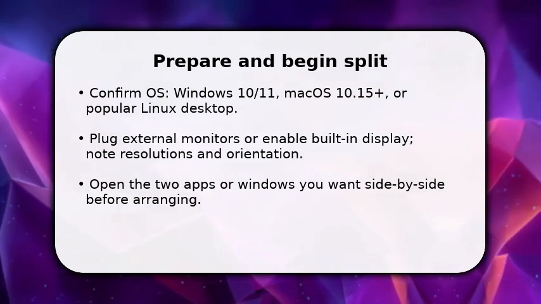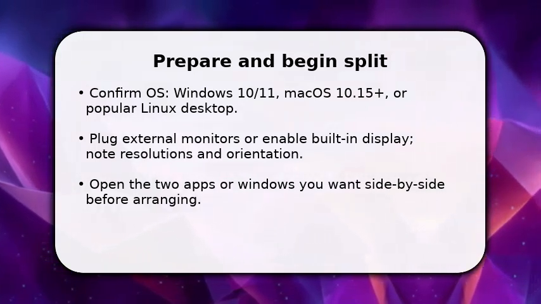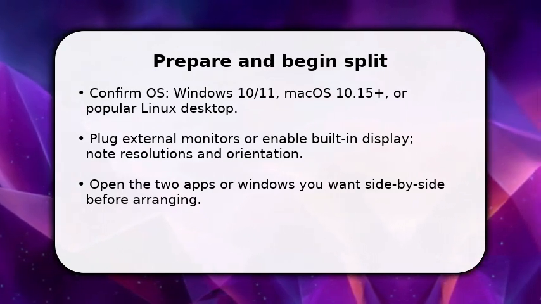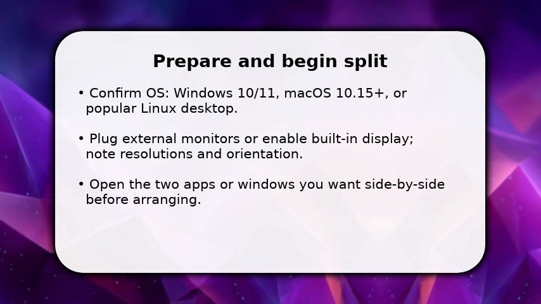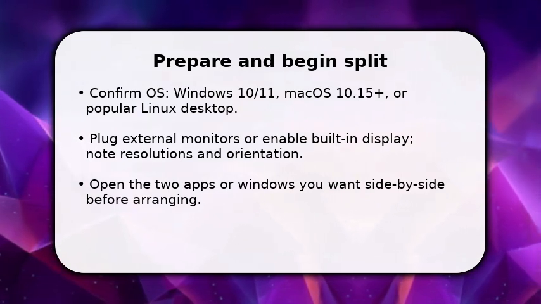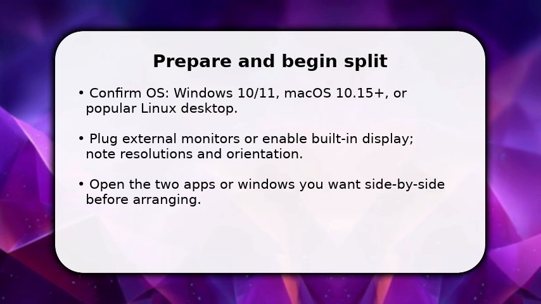On Mac OS, click and hold the green button and choose Tile window to left or right. On many Linux desktops, drag to screen edge or use the System Snap shortcut. This gets both apps visible and ready for final arrangement.